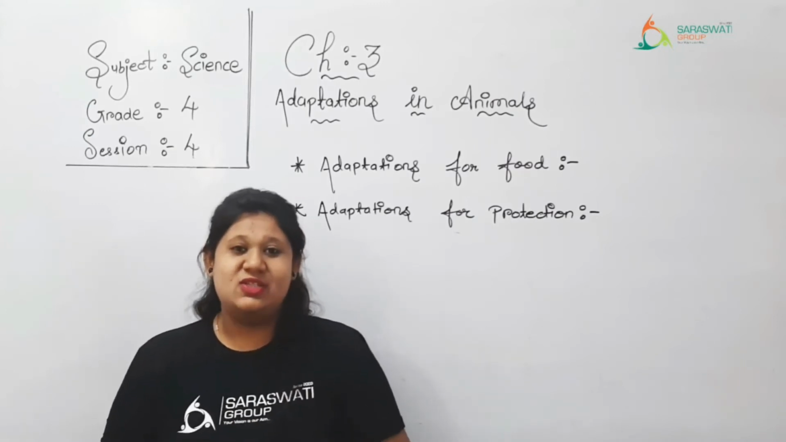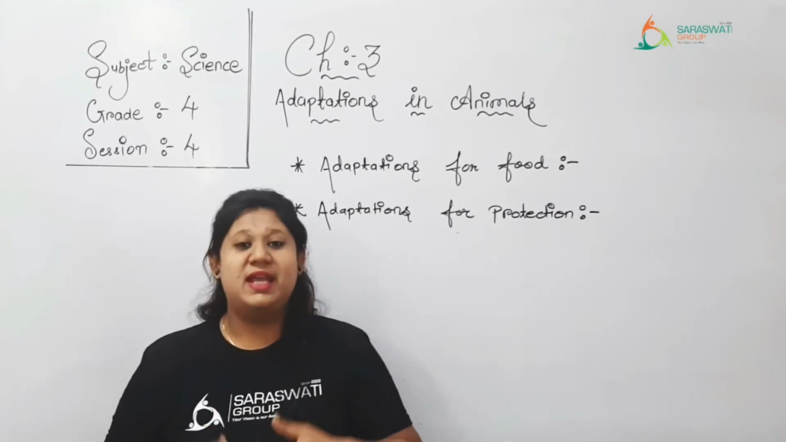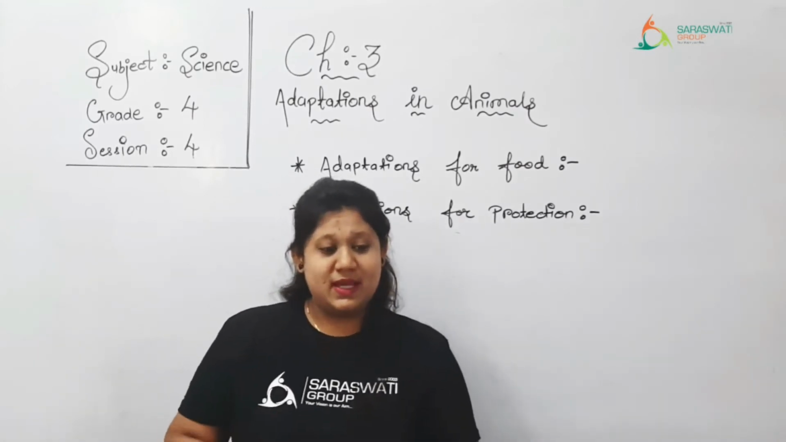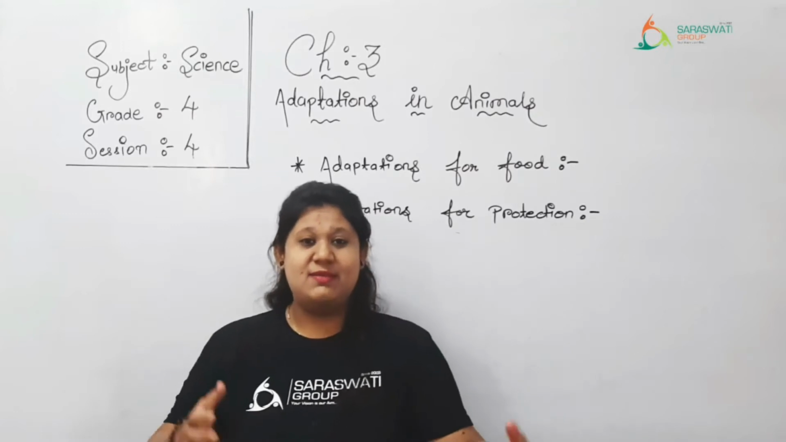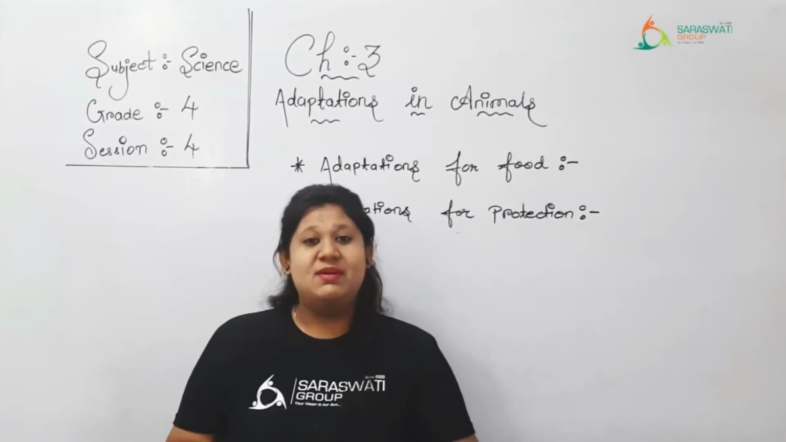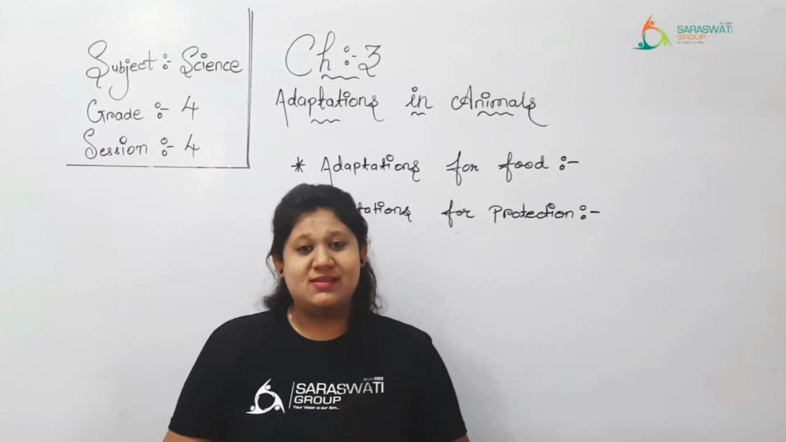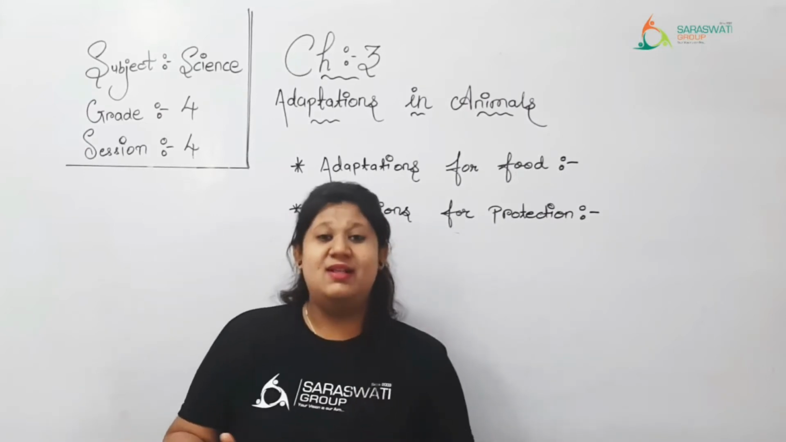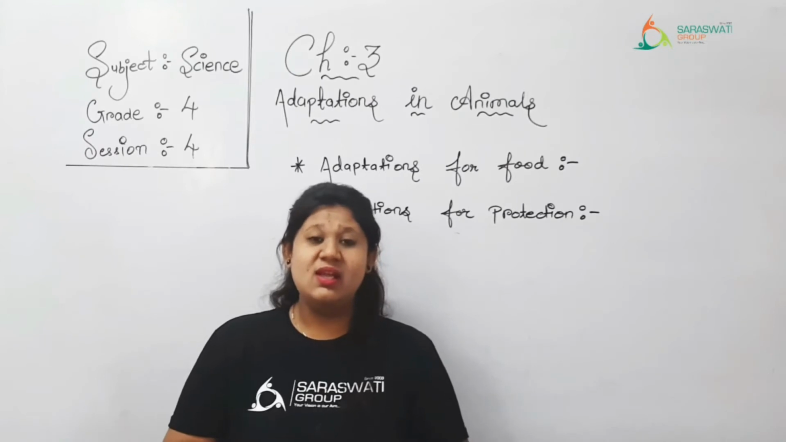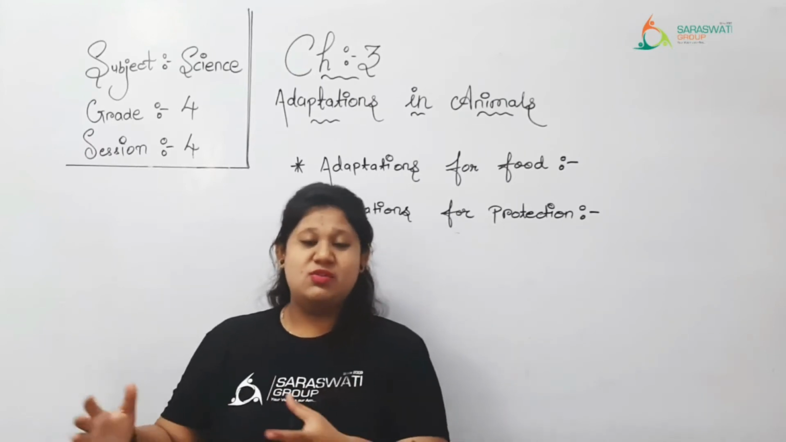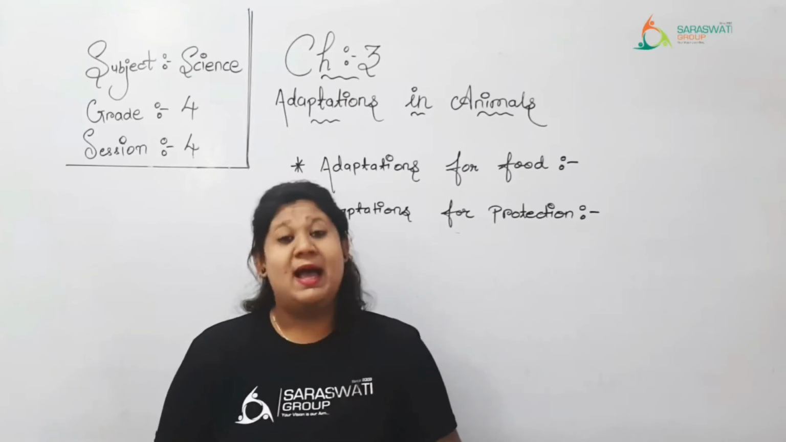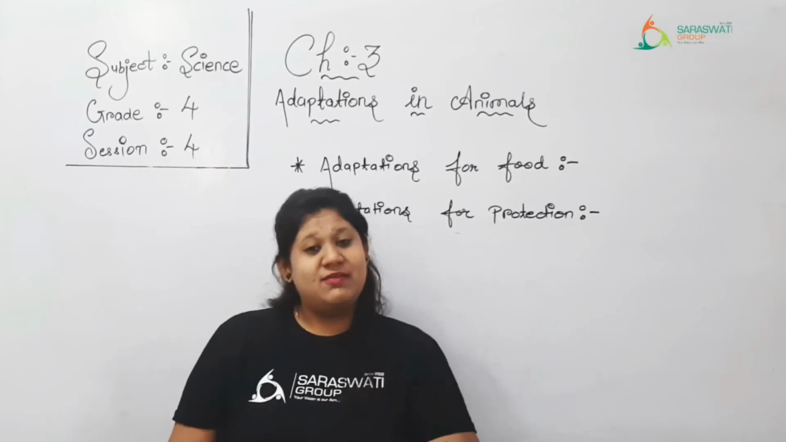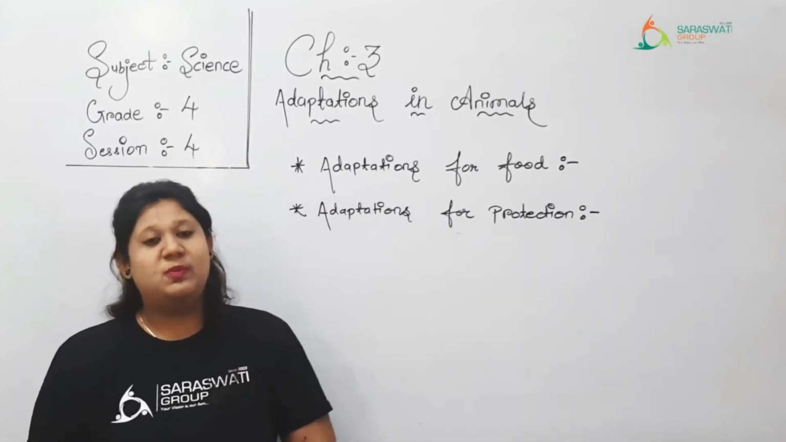So in today's session, I'm going to explain about adaptations for food. Meaning, there are animals which we categorize into some categories by looking at their food. Some animals only eat plants. Some animals eat only the flesh of other animals. Some animals eat both things. Okay, so carnivores, herbivores, omnivores. Then after, I'll explain about parasites. Then scavengers. Then after, I'm going to explain about adaptations for protection.